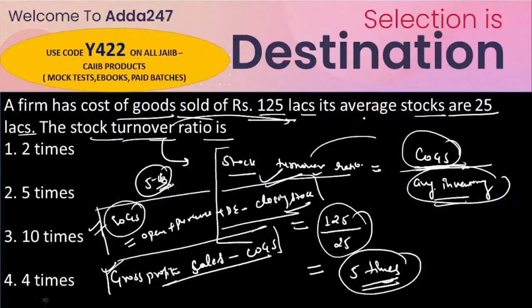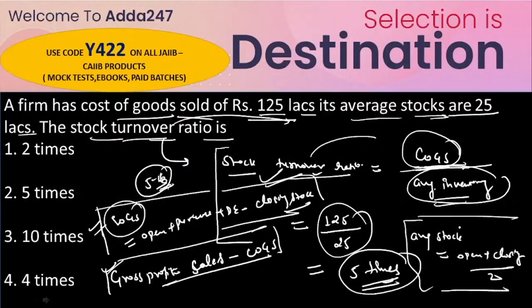Sometimes in the question, opening stock and closing stock are given. Then you have to find the average stock by opening stock plus closing stock, divided by 2. In this question all the data is already given: cost of goods sold is 1.5 lakhs and average stock is 25 lakhs. So simply put the value of the cost of goods sold, 1.5 lakhs, divided by 25 lakhs. The answer would be 5 times. I hope it is now clear for everyone.